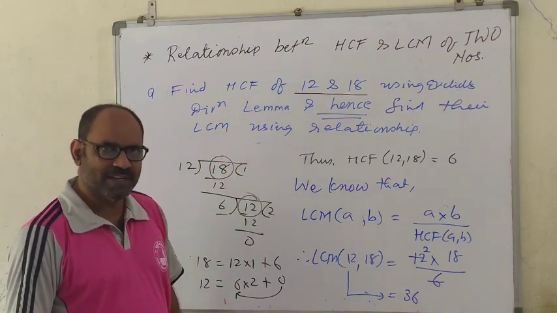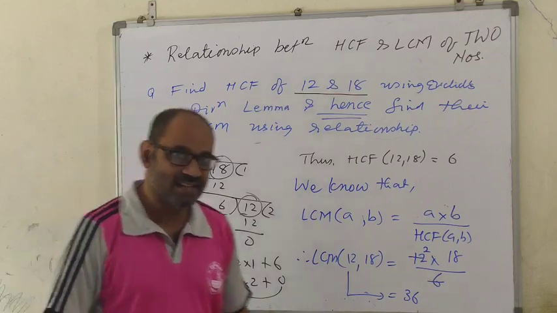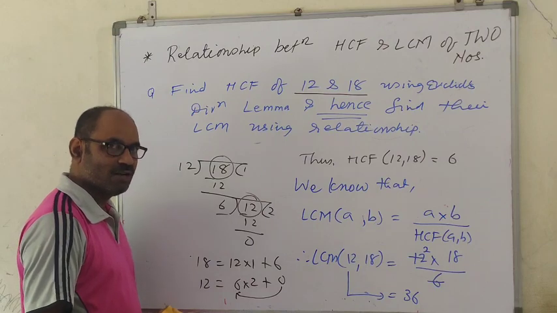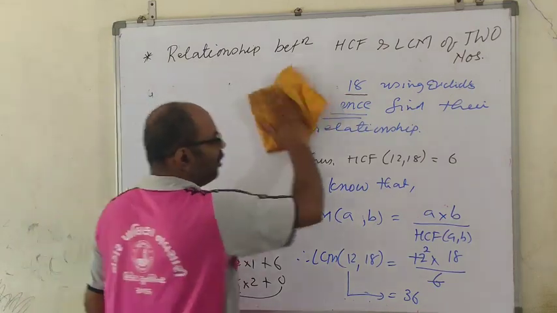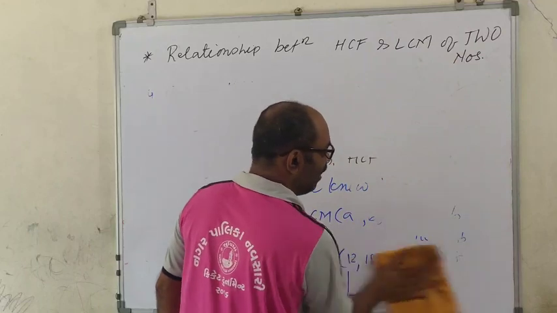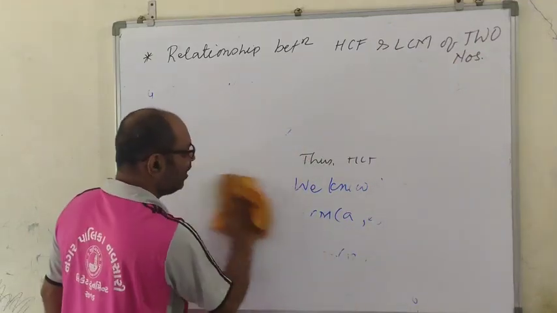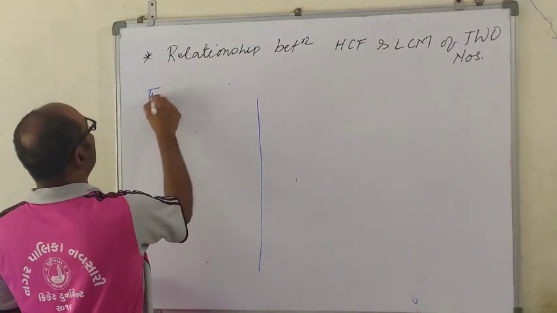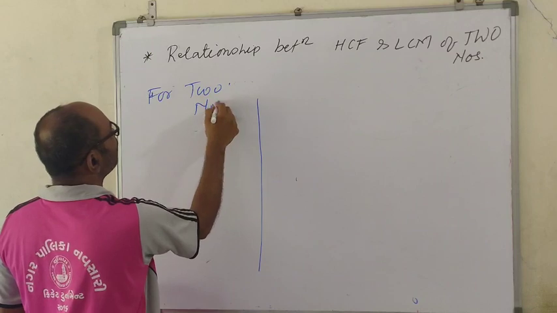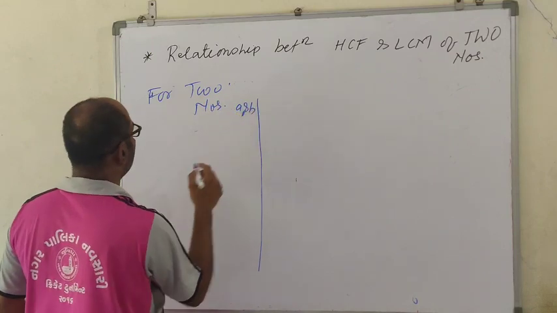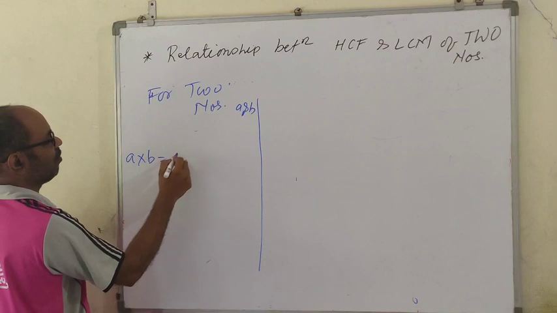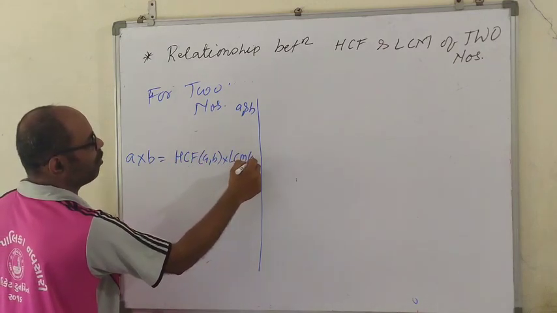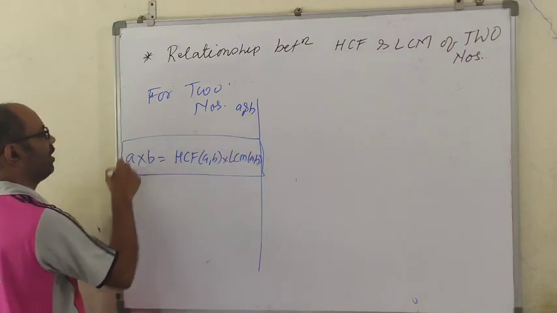Is there any relationship between three numbers and their HCF and LCM? Yes. Is it similar to what we have for two numbers? No. Children, I'm going to give you the relationship, but you derive it at home. For two numbers A and B, A into B is equal to HCF of A and B multiplied by LCM of A and B. This is the relationship.